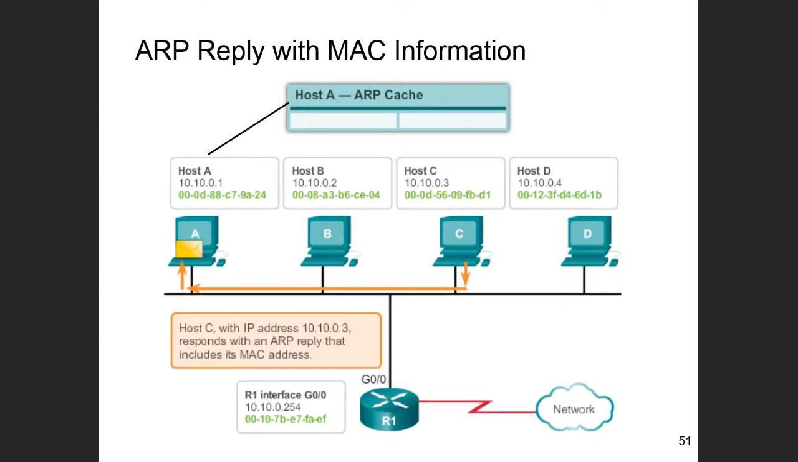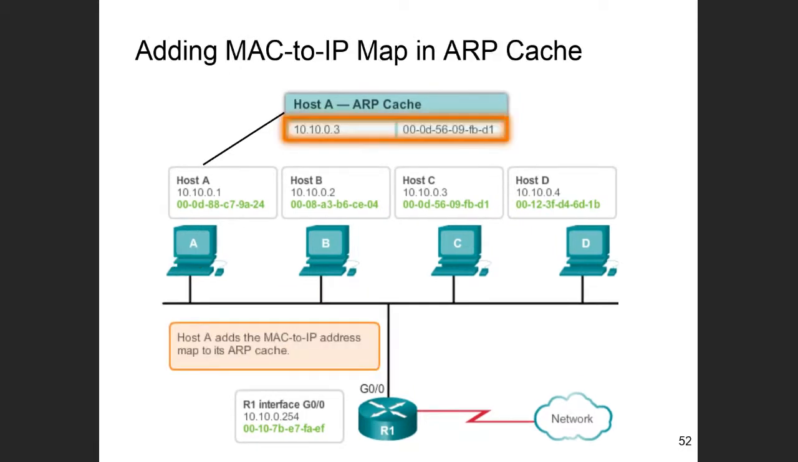So host C will respond. Nobody else responds. They ignore it. They drop it. Host C responds and updates the ARP cache. And now the ARP cache in host A is updated with the proper correlation between the IP address and the MAC address. And now you can do the ping or transmit the file or whatever you needed to do with that particular device.